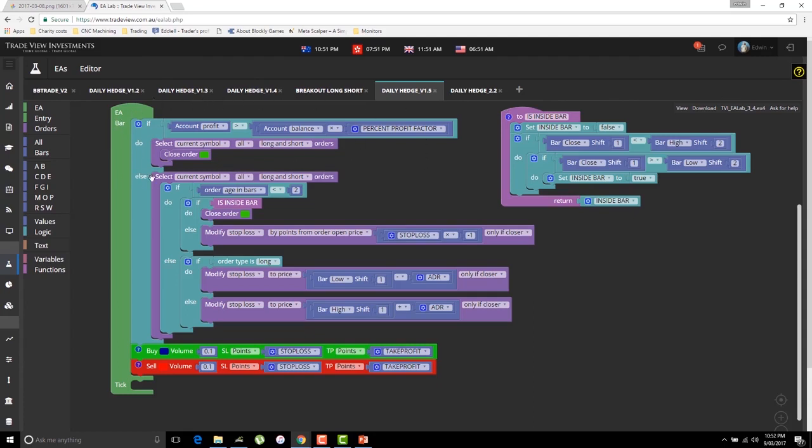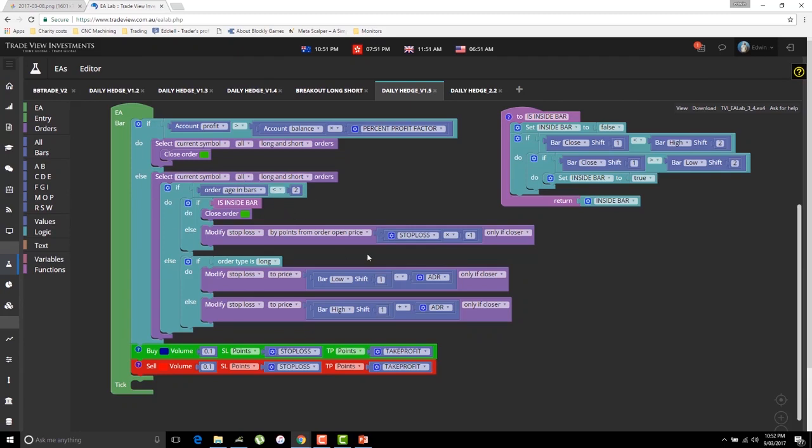Then what we do is we go and look at any open orders, and we see if the order was opened on the previous day. So we're doing this at the start of each day. We have a look at the orders that were open the previous day. If yesterday's day was an inside bar, so we're calling it an inside bar if the close of the day was lower than the high of the previous and higher than the low of the previous, then we'll close the order.